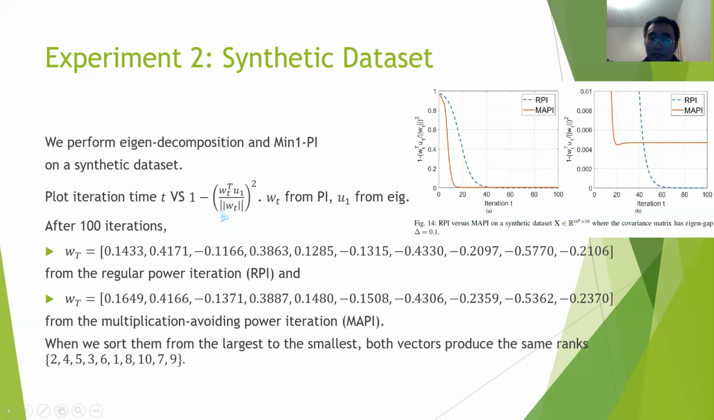So the regular power iteration can converge to the exact same place as the dominant eigenvector, but for our method, because the calculation is different, we don't have the exact same results.